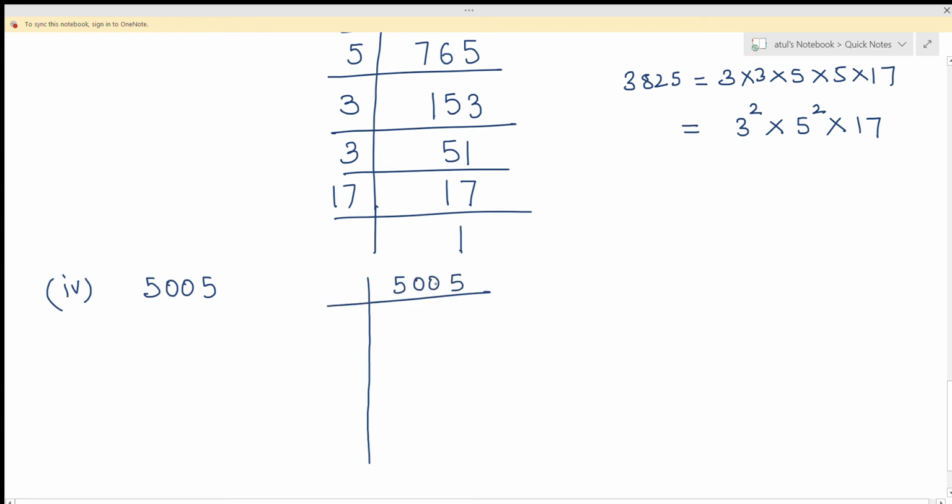5005. As it suggests, it is divisible by 5. So let's start with 5. 1001. Now this number is divisible by 7. Let's try with 7. 7 ones are 7. 30. 7 fours are 28. Then 2 goes. 7 threes are 21.